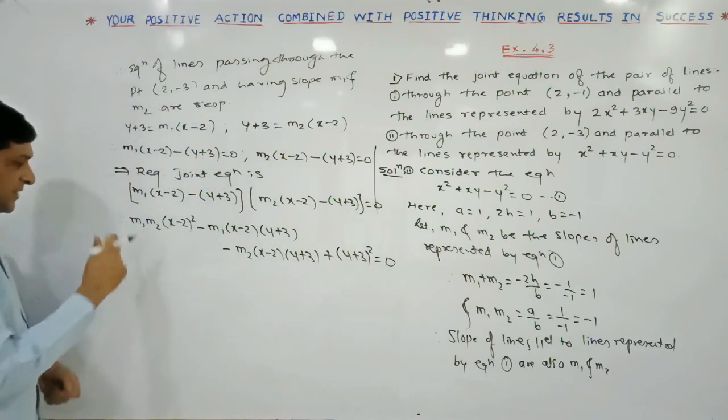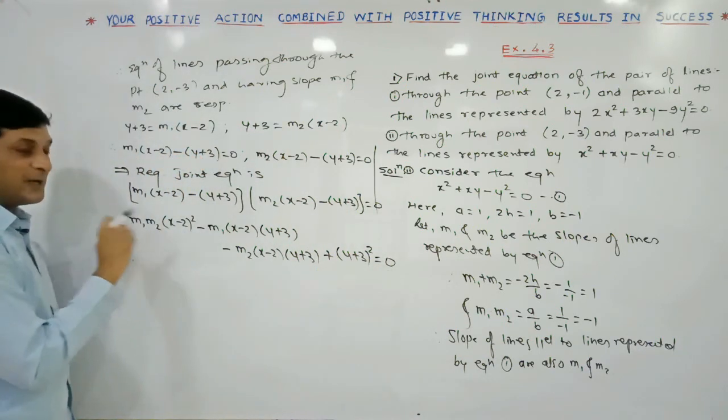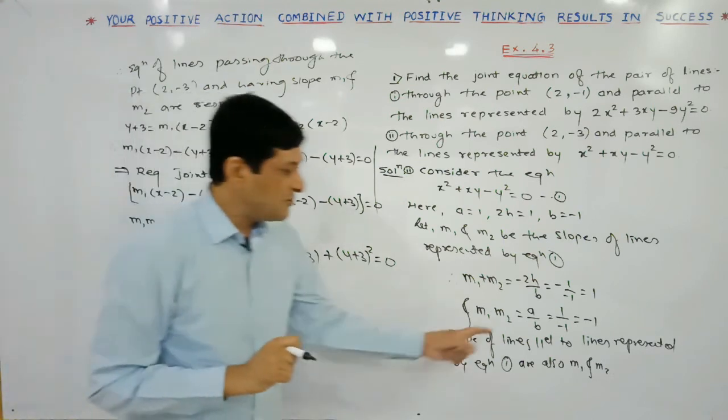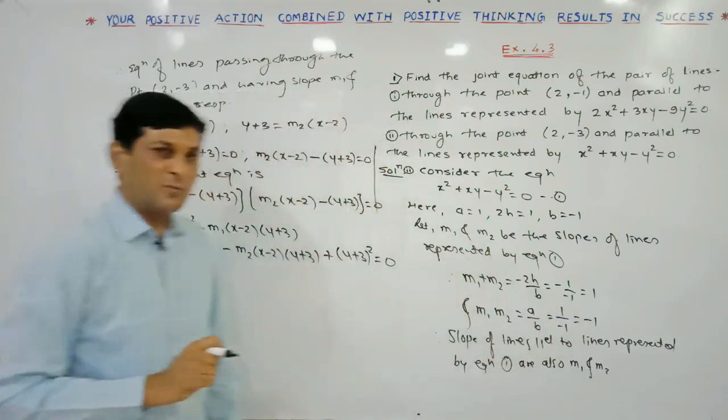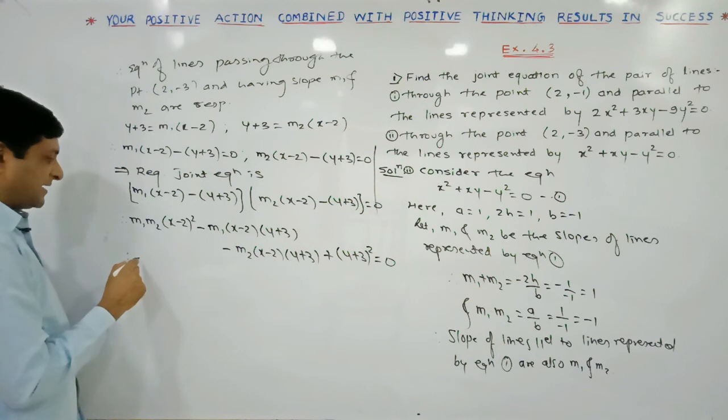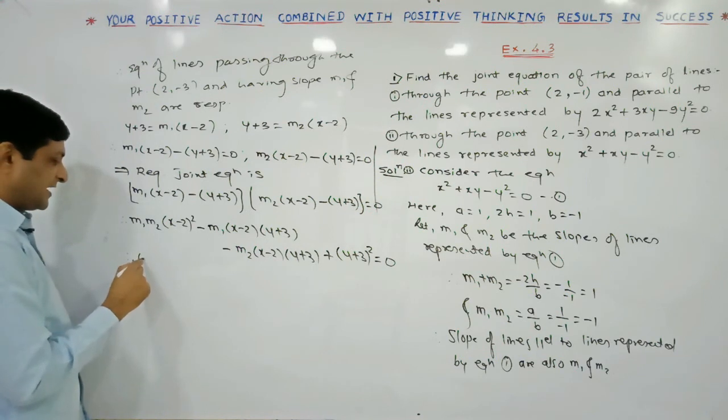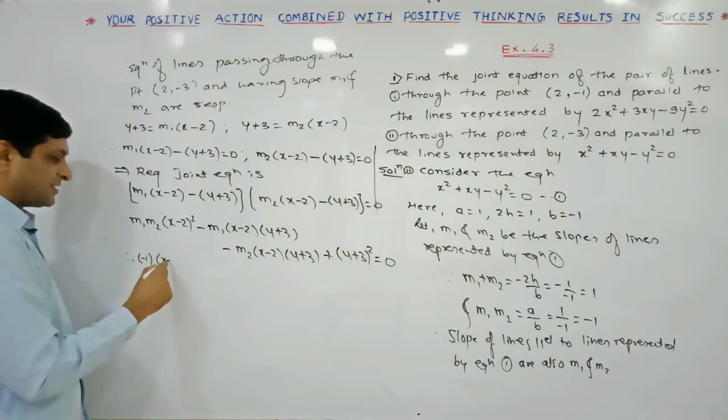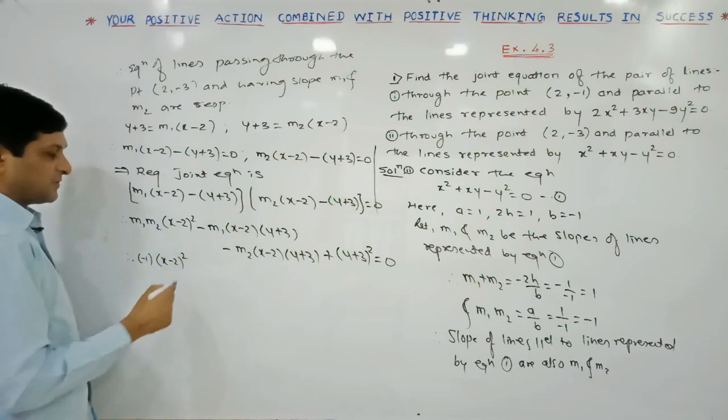Now we are substituting the value of m1 into m2. What is the value of m1 into m2? That is equal to minus 1. So replace it by minus 1. So here we will get minus 1 into (x minus 2) whole square.